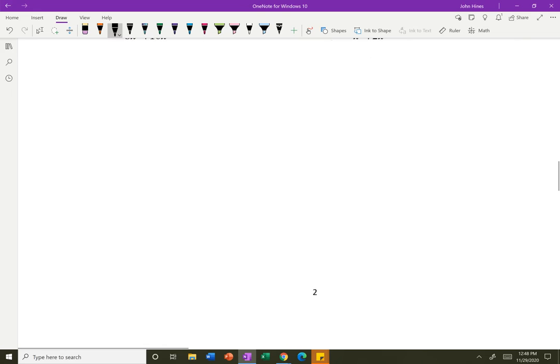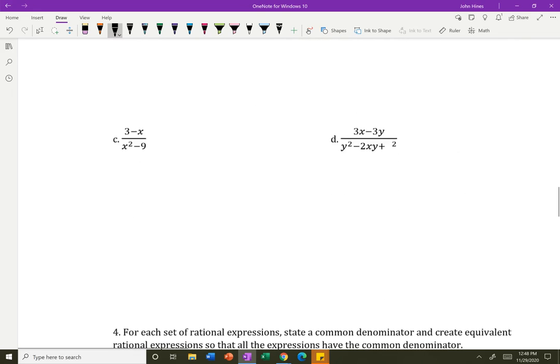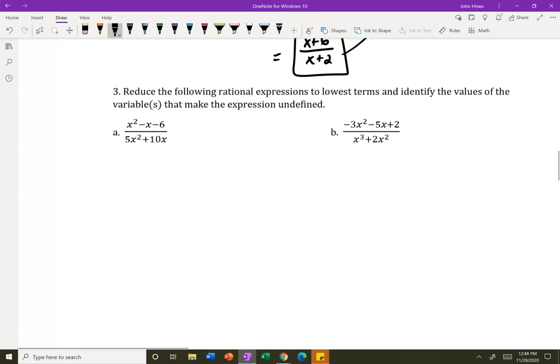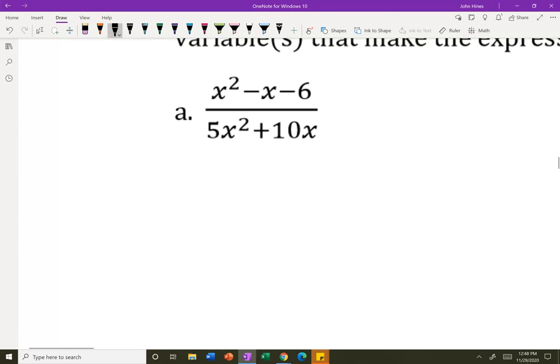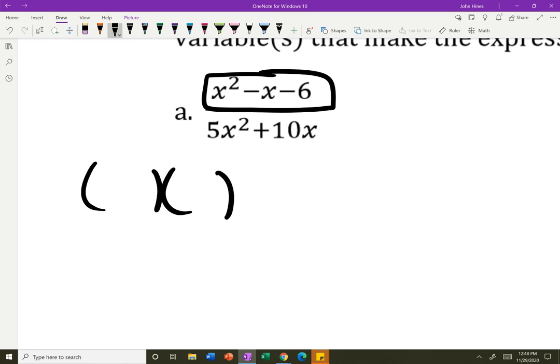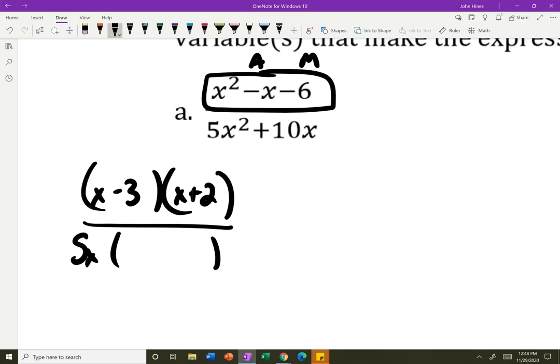So for these problems here, we're going to reduce them to simplest terms and identify what makes me undefined. So really what we're going to do here is just start factoring these expressions piece by piece. Let's deal with the top. What multiplies to negative 6 and adds to negative 1? Negative 3 and positive 2. And then the bottom, it's not a trinomial. I should always look for a GCF. I remember that GCF is x plus 2.